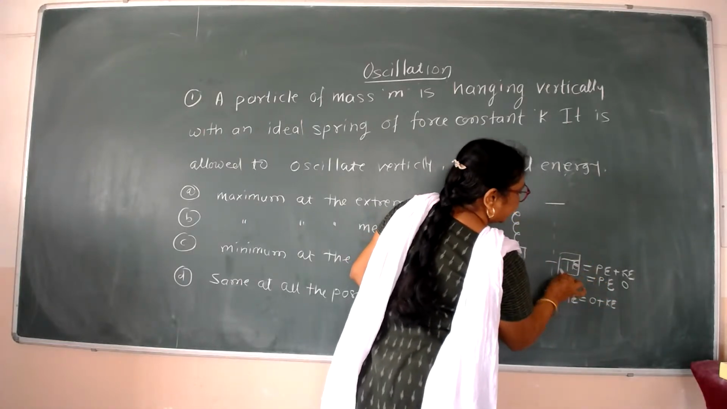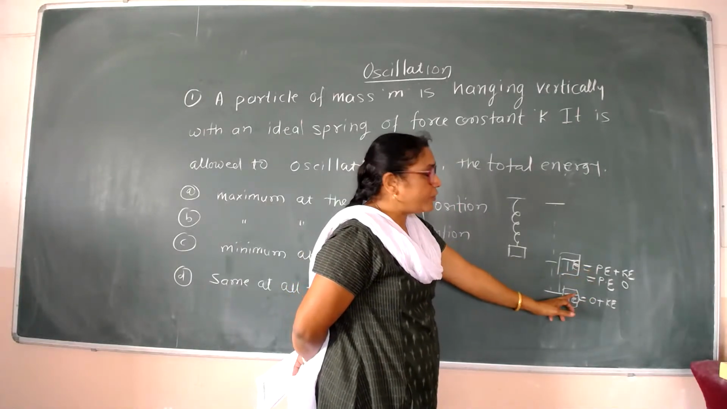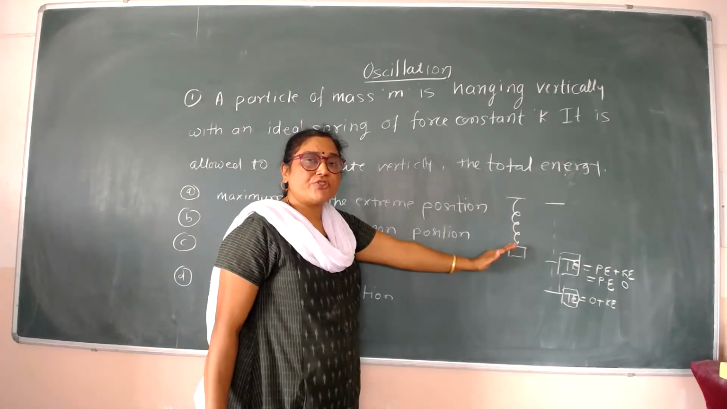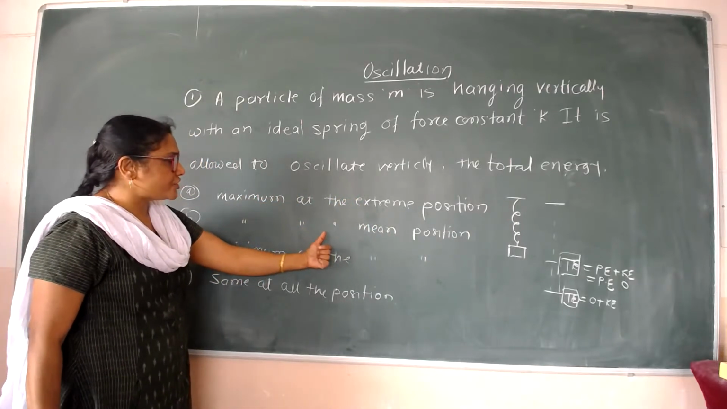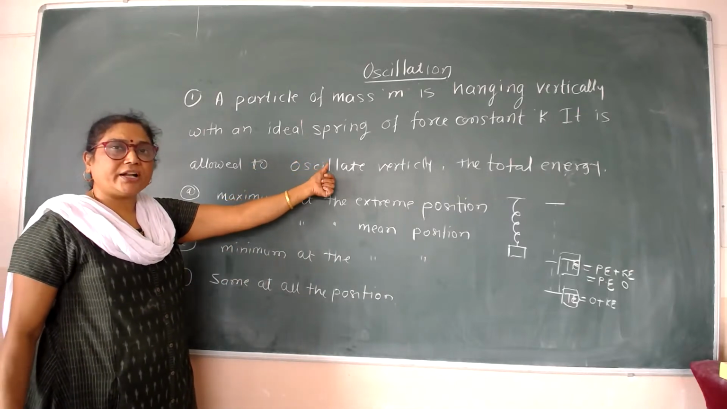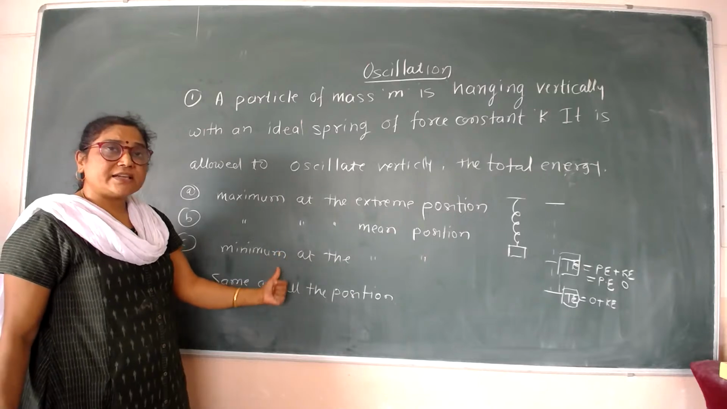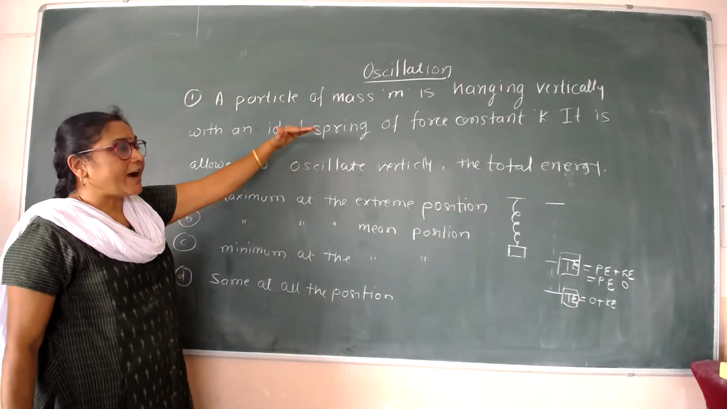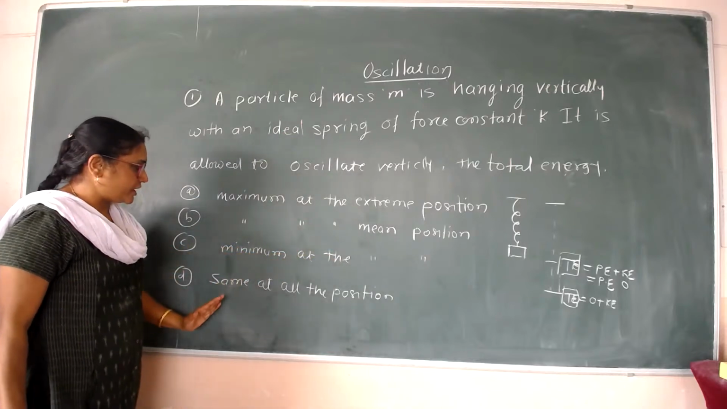So the ratio of potential energy and kinetic energy changes, but the total energy remains the same. The total energy at the highest position and at the lowest position remains the same. See the options: maximum at the extreme position, maximum at the mean position, minimum at the mean position, or same at all positions. The question is about the total energy, not the separate kinetic and potential energy. So the total energy remains the same at the extreme position, the maximum position, as well as the lowest position. So in this case the option is D.